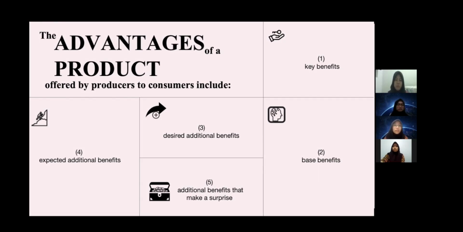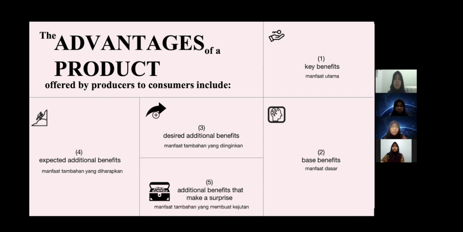The advantages of a product offered by producers to consumers include, the first one is the key benefits, yaitu manfaat utamanya. Terus yang kedua itu base benefits, sebagai manfaat dasar. Terus desired additional benefits, yaitu manfaat tambahan yang diinginkan. Terus keempat, expected additional benefits, yaitu manfaat tambahan yang diharapkan. Dan yang terakhir itu additional benefits that make a surprise, yaitu manfaat tambahan yang membuat kejutan.